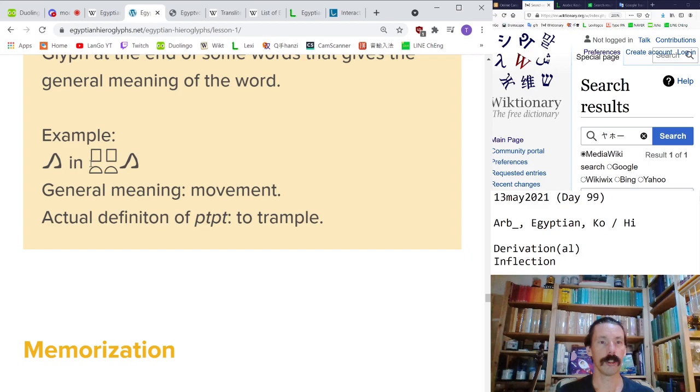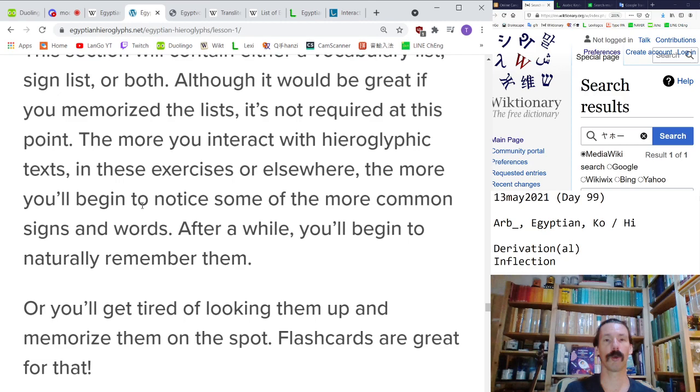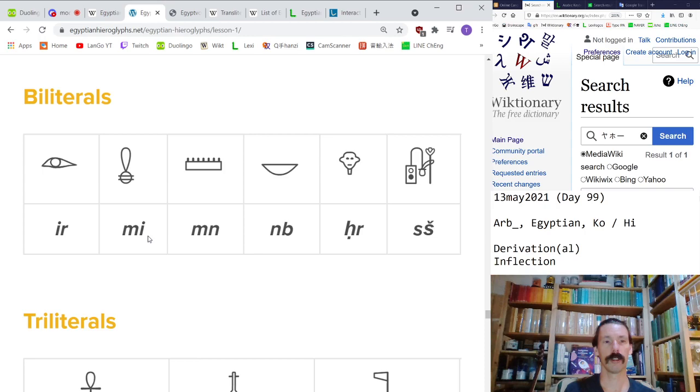Movement, trample. This section will contain either a vocabulary list, a sign list, or both. It would be great if you memorized them, but it's not required. Okay, biliterals. That's what we saw there. The ir is the eye. It just gives us a few biliterals, just a few to get used to it.